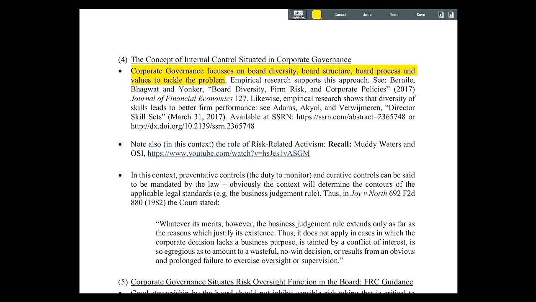So that's the point here that I make, and I refer you to the empirical research that supports this, the Bhagwat paper, and also research that shows diversity leads to better firm performance, and these are all recent empirical papers. So that's one aspect of corporate governance, as far as risk management is concerned. And then do not forget the role of risk-related activism, and that's why I played the Muddy Waters clip, right? So there you get risk-related activism. They would say they're promoting corporate governance.